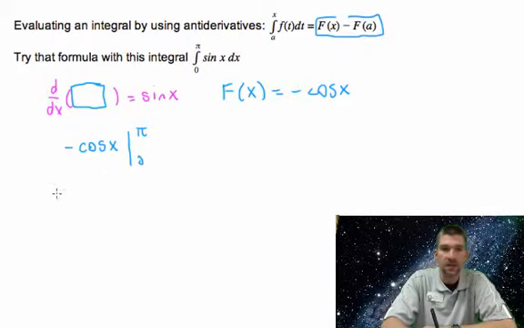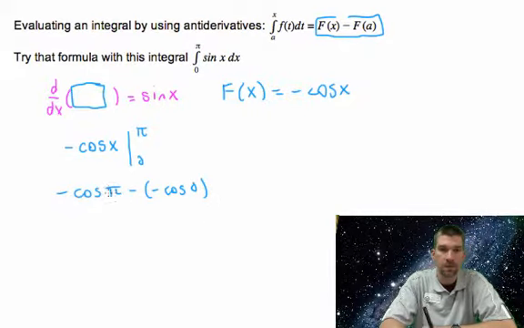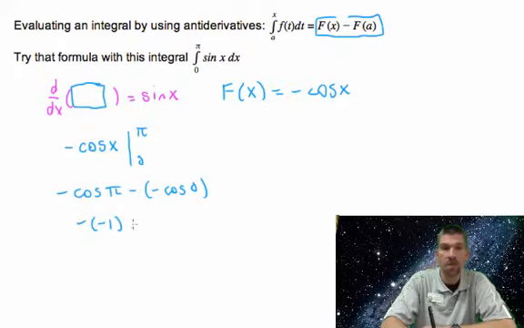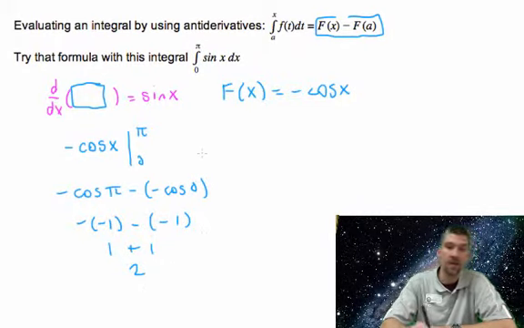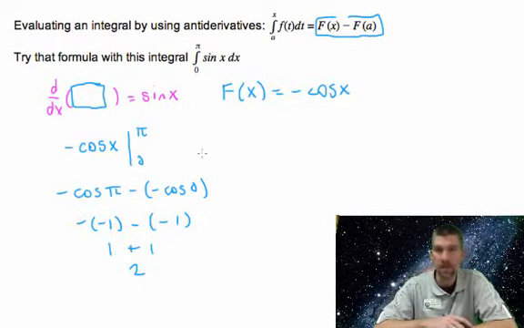So what we're going to end up with is negative cosine of the upper limit, pi, minus negative cosine of the lower limit, 0. So the cosine of pi is negative 1, so minus negative 1, minus, and then the cosine of 0 is 1, so minus 1. And I end up here with 1 plus 1, or 2. And that is how you evaluate a definite integral using antiderivatives.